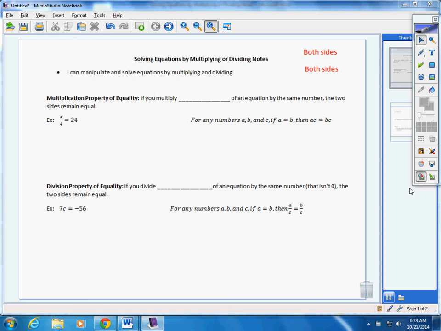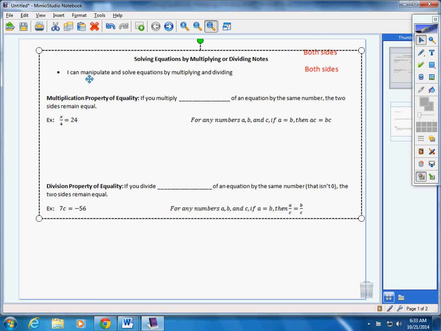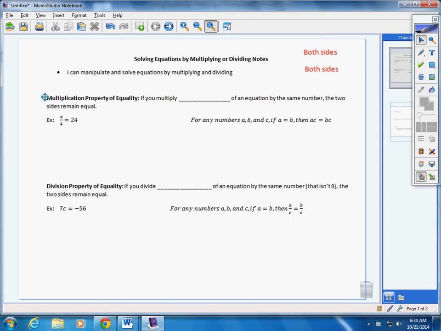On from adding and subtracting, the next logical step is solving equations by multiplying or dividing. So let's start off like always and talk about our I can statement. By the end of the lesson, we want to be able to say, I can manipulate and solve equations by multiplying and dividing.